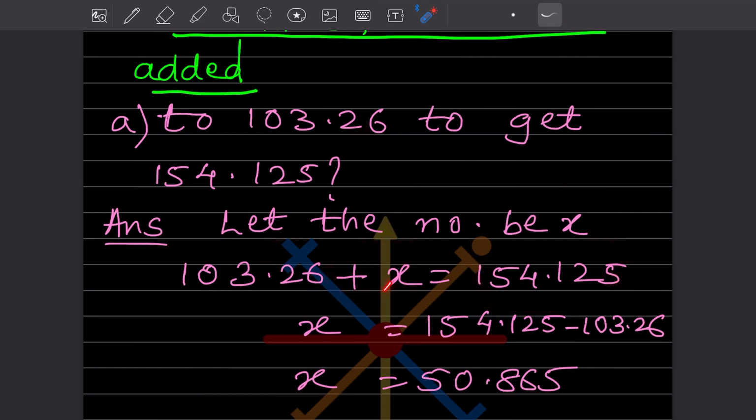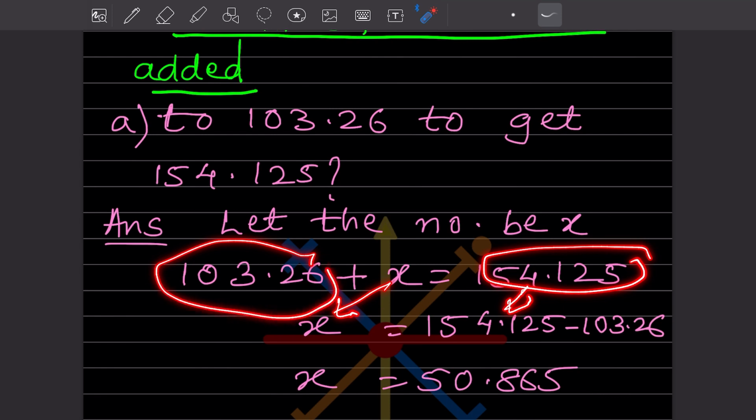So what is this? This x is on the left hand side. I'll keep it as it is. 154.125 is on the right hand side. I'll keep it as it is. But if I'm taking this number on the right hand side, this is actually plus. It is going to get subtracted. This step is important.